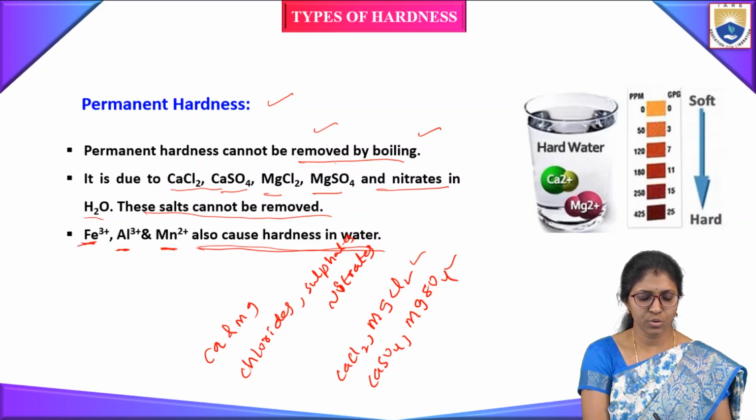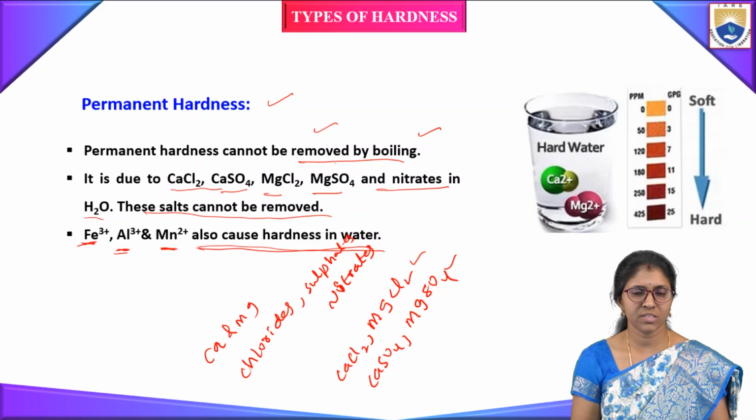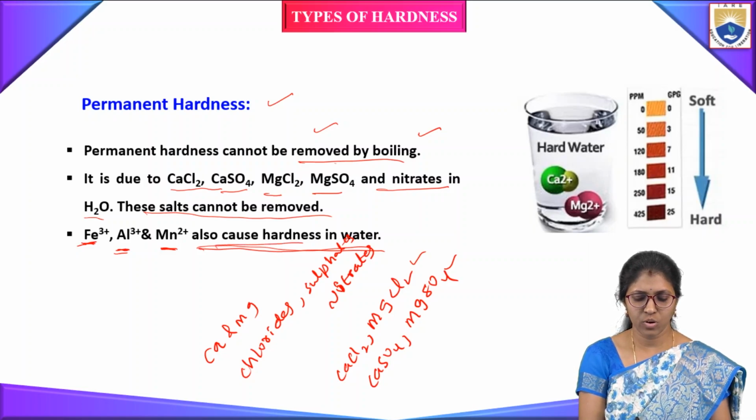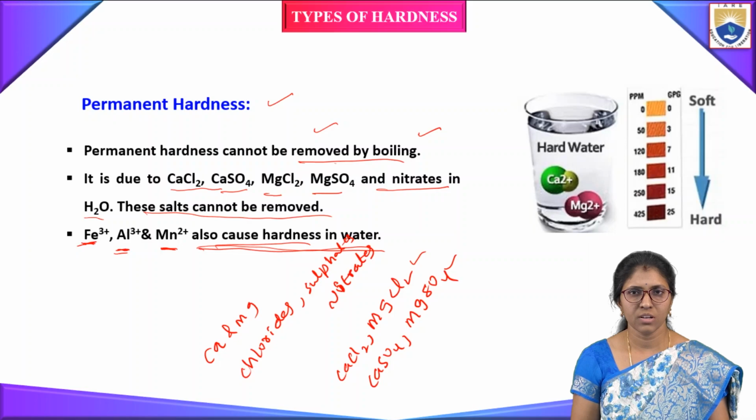Also, Fe3+, Al3+ and Mn2+ cause permanent hardness to the water.